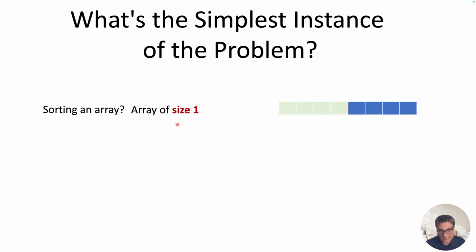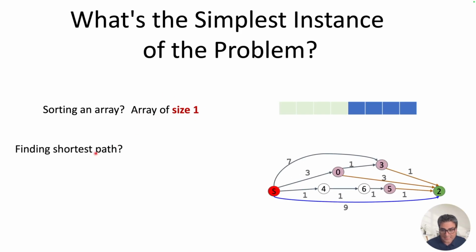So the goal here is to find the base case and then use that base case to go to the next instance of the problem that is just a little bit harder. So assuming I can sort an array of size 1, can I sort an array of size 2? If you think about it, that involves just merging these two subarrays.